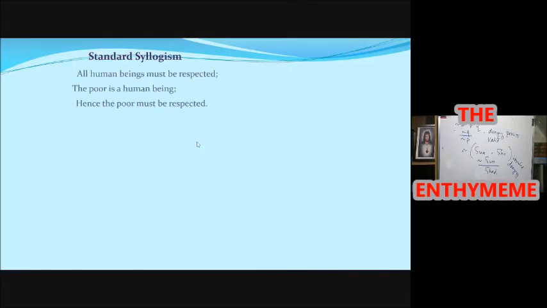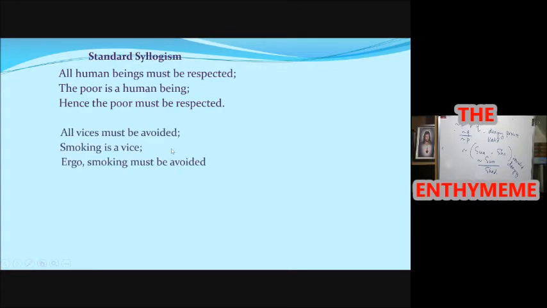Now, I'll show you some examples. Here you will see the standard syllogism. Like, all human beings must be respected, the poor is a human being, therefore the poor must be respected. That is a standard syllogism because you have the major premise, the minor premise, and the conclusion. Here is another example of a standard. All vices must be avoided. Smoking is a vice. Ergo, smoking must be avoided. So you see, this is a standard syllogism because you have the three propositions there.